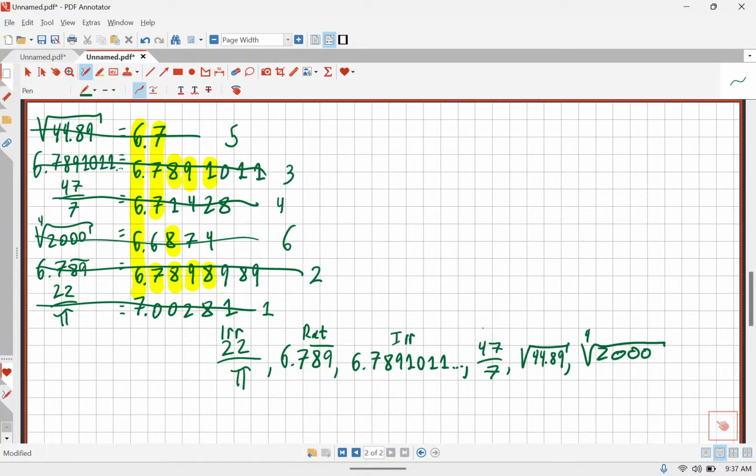47/7. Rational. It's a fraction of integers. The square root of 44.89. That was rational. Yeah, because it had a terminating decimal. It was a nice root. And the fourth root of 2,000? Irrational, okay? Perfect, because it was a nasty root.